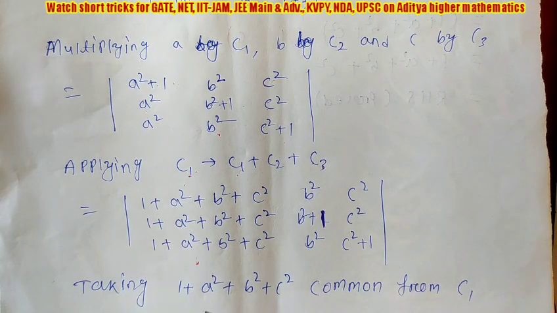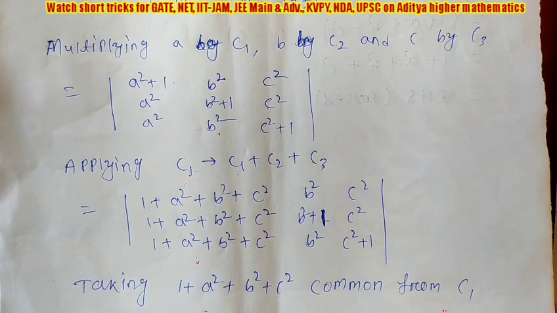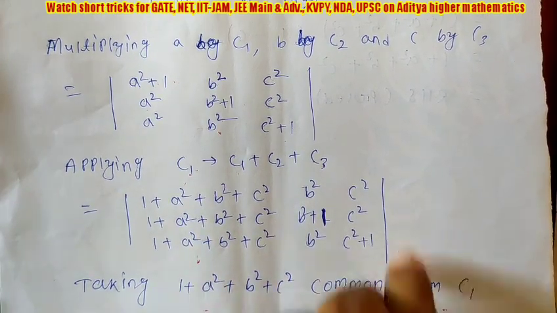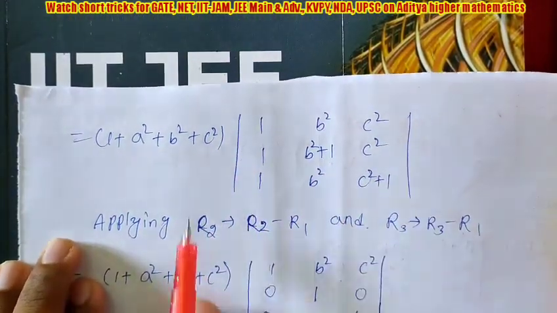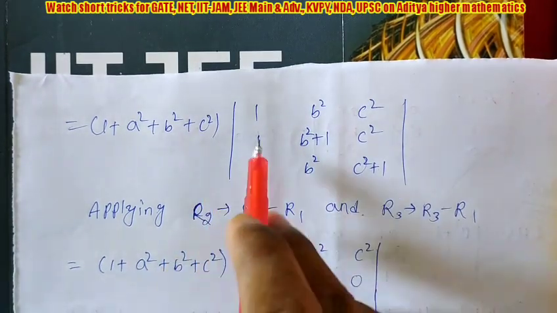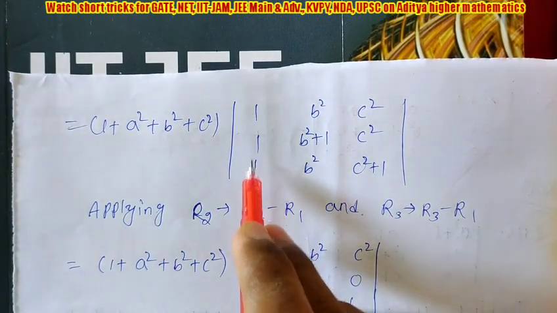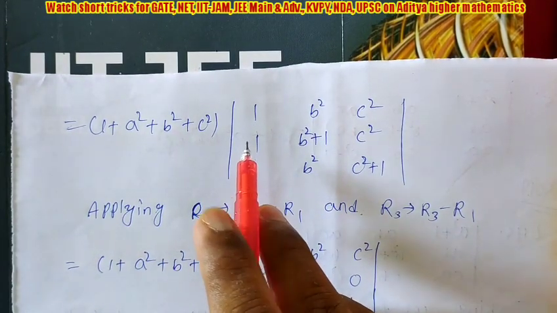So now take common 1 plus a square plus b square plus c square from C1. After that you will get all 1 in a single column. The remaining two columns stay the same. Now you can easily make two zeros because all elements are the same in a single column or row.